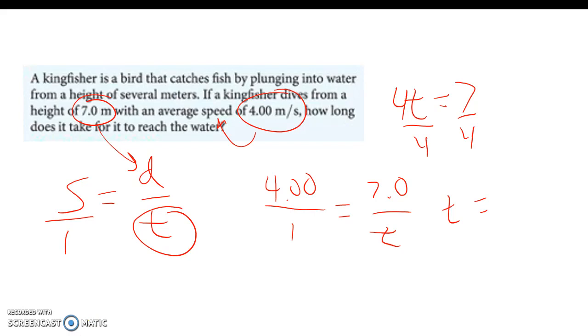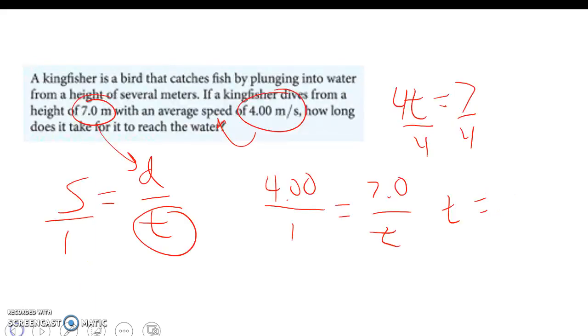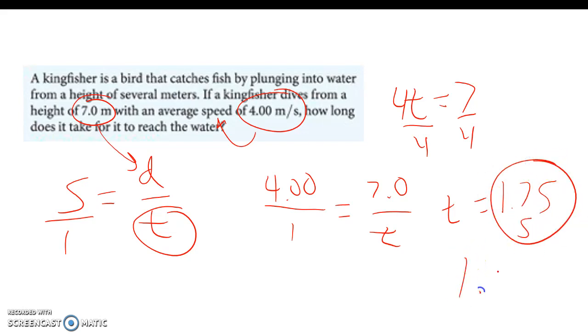So when we take 7 divided by 4, we get 1.75, and our units are seconds. So 1.75 seconds. If we want to round to sig figs, actually 1.8 seconds is probably more accurate.